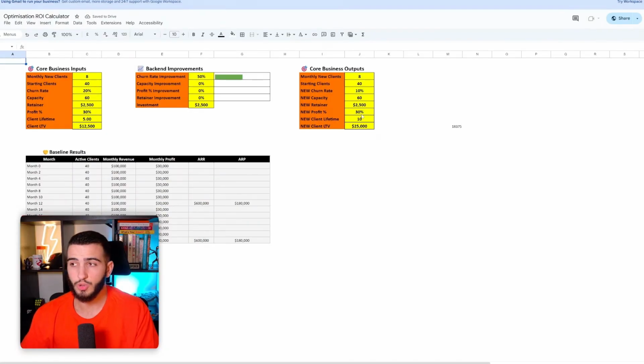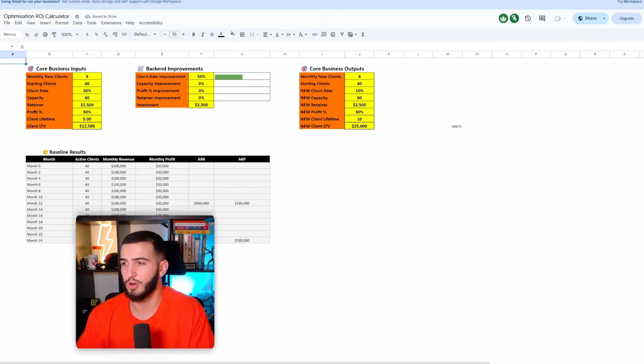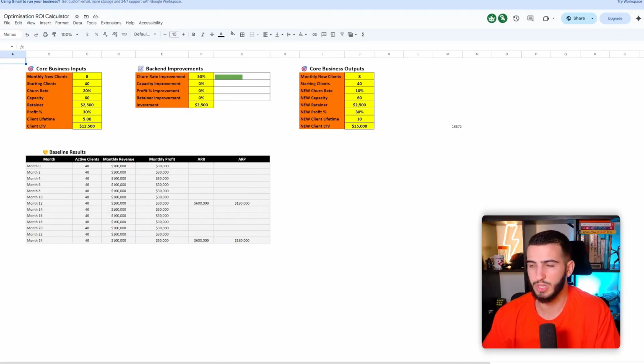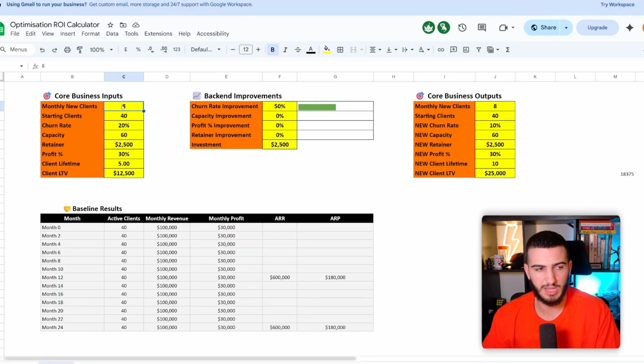And the whole reason I'm making this video is because I want to emphasize that this is something that's going to compound over time. This Google Sheet will show you the impact of churn on a long-term basis. And let me move myself out of the way here so you can actually see this. In this case, we're going to start with the exact same inputs. Let's say we're signing on 8 clients every single month. We're going to start off with 40 clients. Our churn rate to start off with is going to be 20%. We're going to have a capacity of 60, but whatever, we can always change that. That doesn't really matter to you now. We're charging 2.5K. Our profit is 30%. Our client lifetime is 5 months. And our LTV is 12.5K.